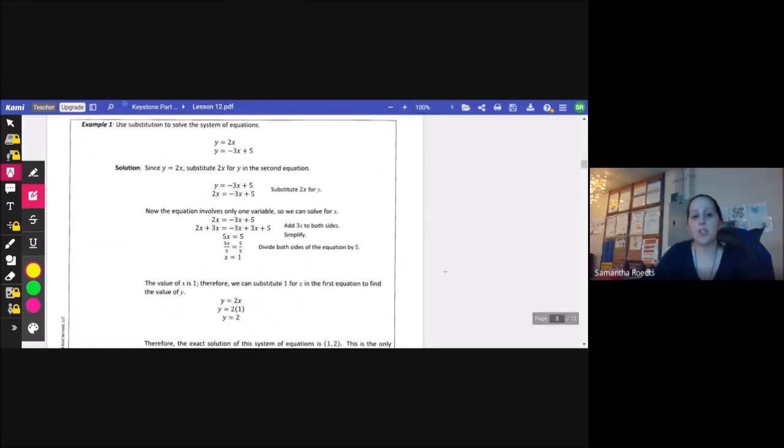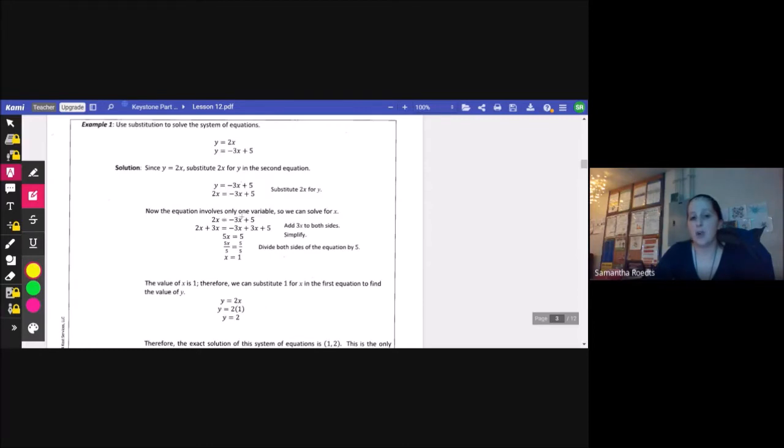All right, example 1, use substitution to solve the system of equations. I have y equals 2x and y equals negative 3x plus 5. Since y equals 2x, I want to substitute 2x for y into the second equation. You can always substitute negative 3x plus 5 into the equation and you'll get the same answer. So y equals negative 3x plus 5 becomes 2x equals negative 3x plus 5.